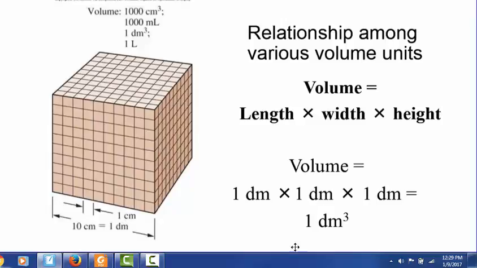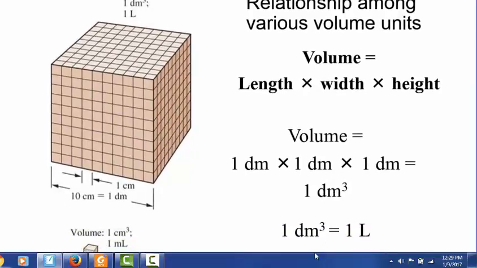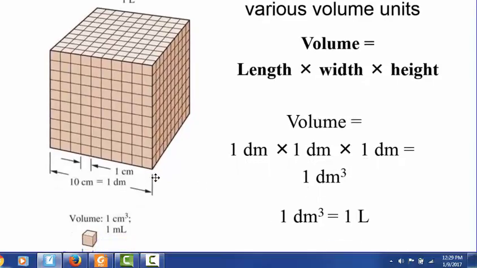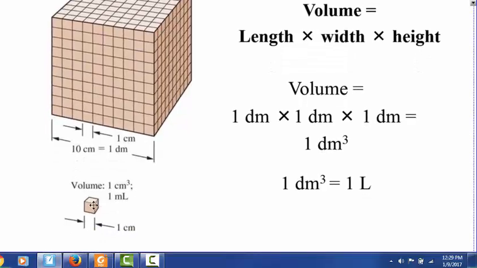1 times 1 times 1 is 1. A decimeter times a decimeter is a decimeter squared, times another decimeter will give us a decimeter cubed. 1 decimeter cubed is the same unit as 1 liter. So if I had a box that was 1 decimeter on each side, that would give me a volume of 1 liter. Likewise, say I took 1/10 of that decimeter, that is a centimeter, or 1/100th of a meter, and I made a little cube that is 1 centimeter on each side. So that would have a volume of a centimeter times a centimeter times a centimeter, or a centimeter cubed. This volume is equal to a milliliter.